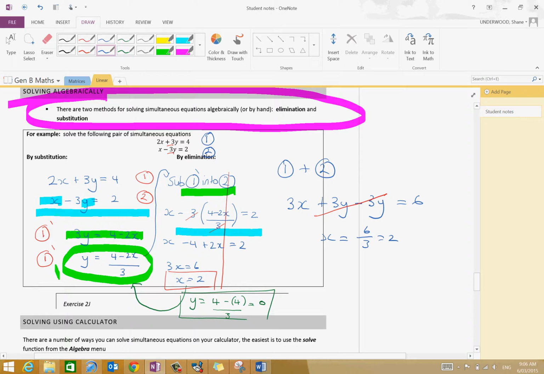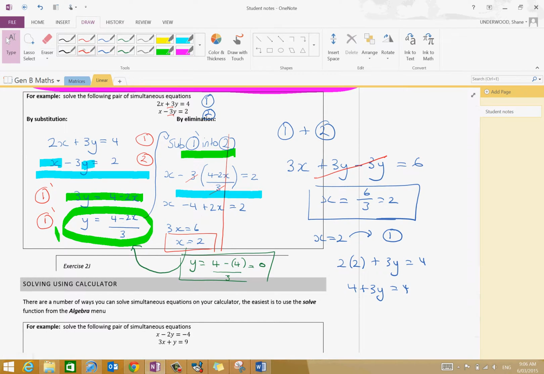And once I have that, I then go ahead and sub that into equation 1 or 2. Let's just say when x equals 2, we're going to throw that into equation 1. 2 times 2 plus 3y is equal to 4. 2 times 2 is 4, plus 3y is equal to 4. And then I'm going to subtract 4 from both sides. And then that's going to give me the same result. Y is equal to 0.